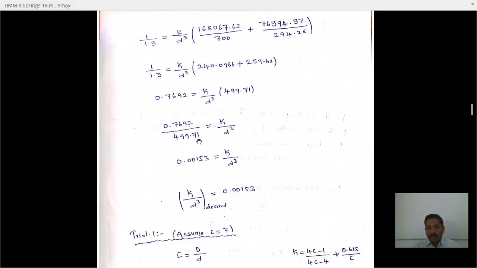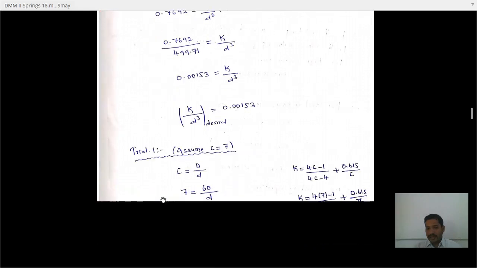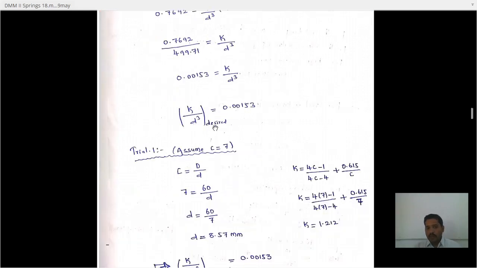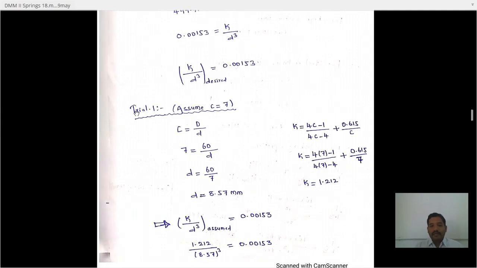After dividing the whole value with the help of the calculator, you will get the answer 0.00153 equal to K by d cube. We just need to assume this value, keep it as it is: K by d cube, the desired value, equal to 0.00153. After that, in trial one, we need to assume the spring index equal to 7.